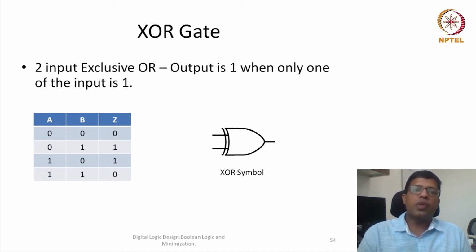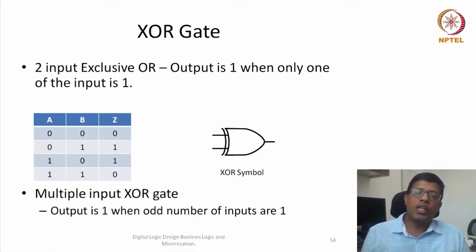And if I want an XOR gate which has more than two inputs, then the functionality of the XOR gate can be defined such that the number of ones in the input should be odd. So let's say there are three inputs, A, B, and C. If the total number of ones in any input pattern is either 1 or 3, then the output is 1. Otherwise the output would be 0. So this is how we define the XOR gate.